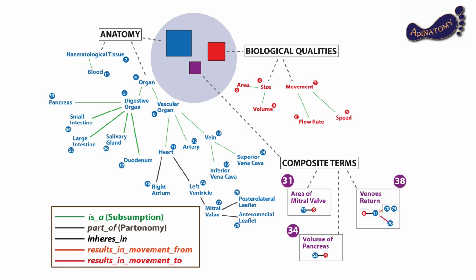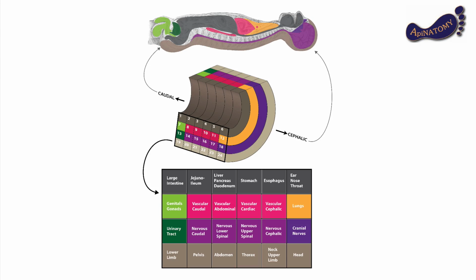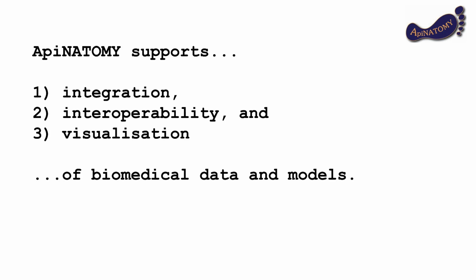As computer-readable knowledge graphs of terms and their relations, these ontologies of biological structure provide standardized information about the parts and about the subtypes of anatomical components across multiple scales. At this point, we'll focus briefly on the biophysical rationale underlying the ApiNATOMY dissection and how the standardized and formalized representation of multiscale anatomy may support integration, interoperability, and visualization in biomedicine.